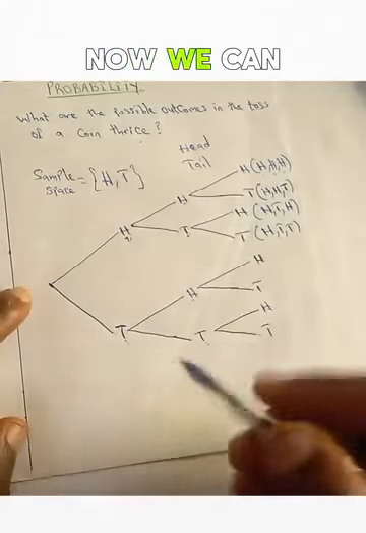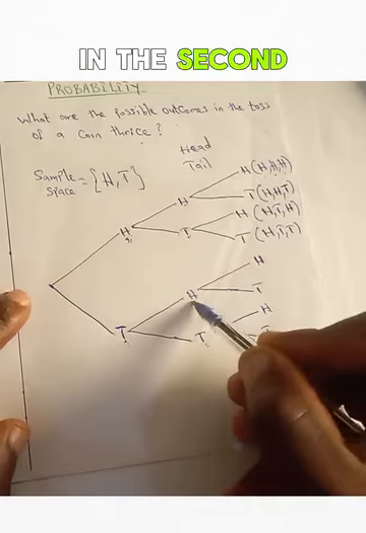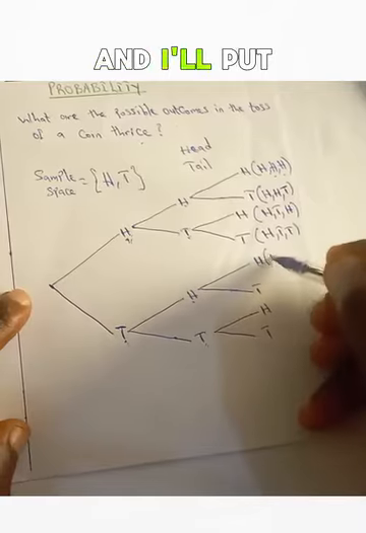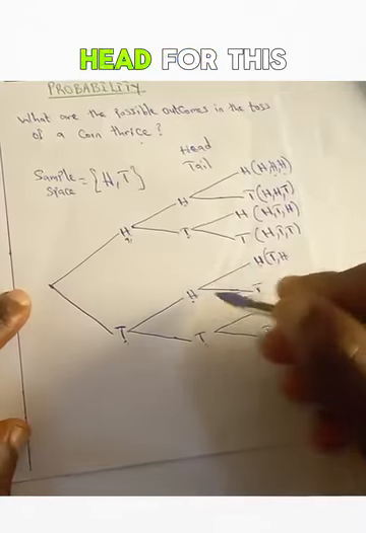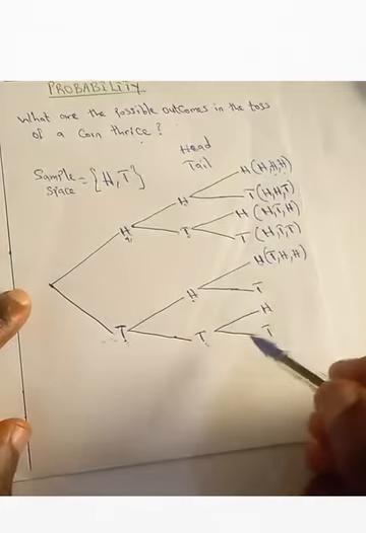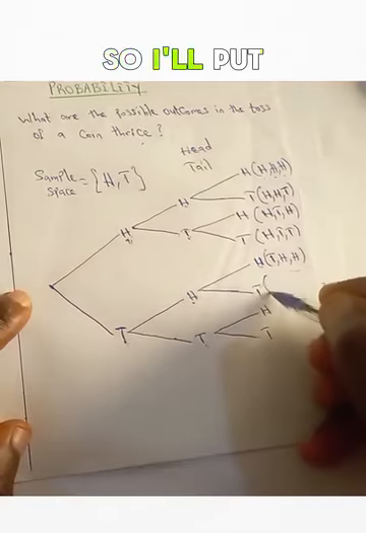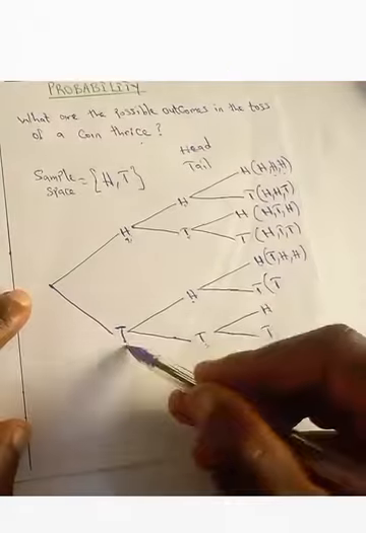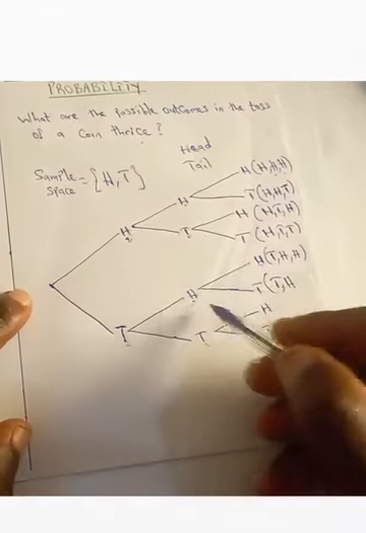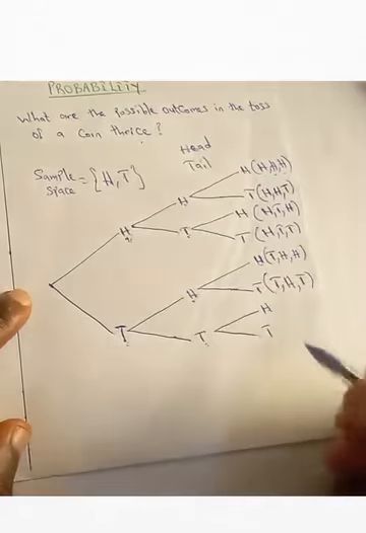Now, we can also have a tail in the first toss, a head in the second toss, and a head in the third toss. So I'll put a bracket here and I'll put tail, comma, head for this one, comma, and head for the last toss. We can have a tail, a head, and a tail. So I'll put a bracket here and I'll put a tail for the first toss, comma, a head in the second toss, comma, and a tail in the third toss.